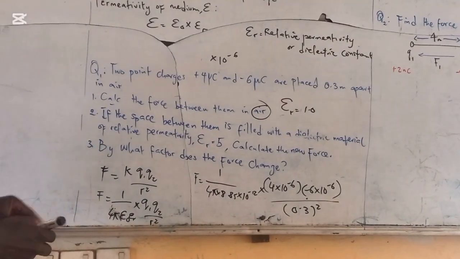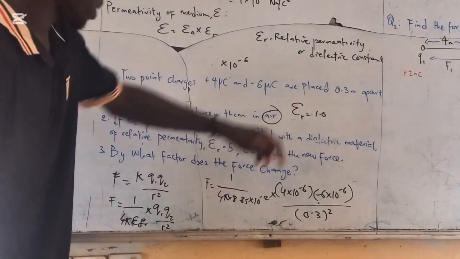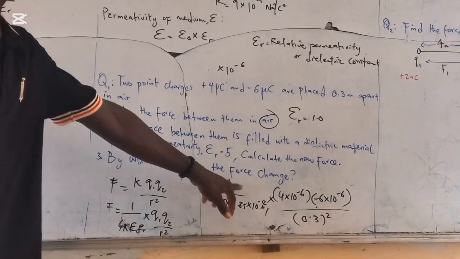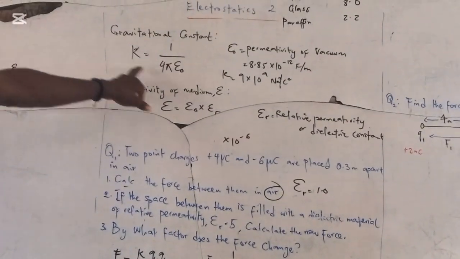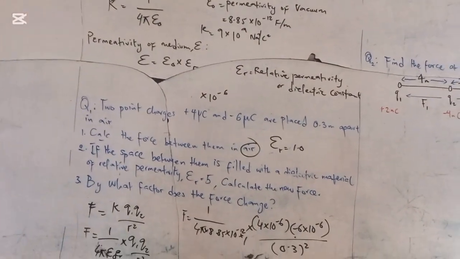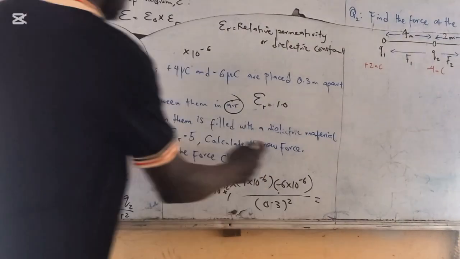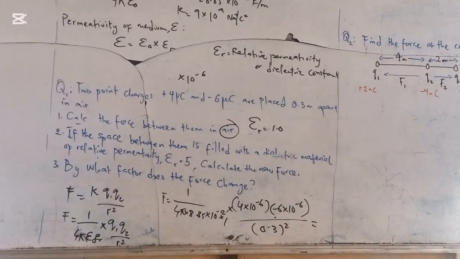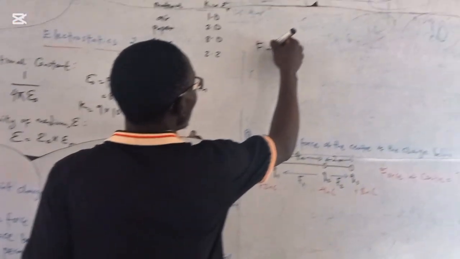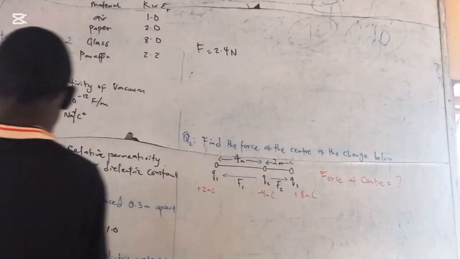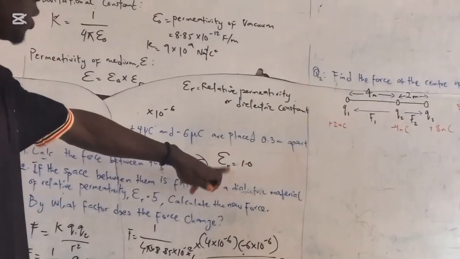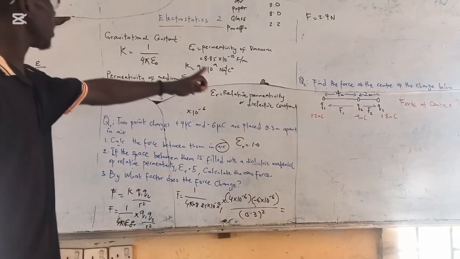Now your basic permittivity is multiplied by 1, so it will still give you the same value as your K, which is 9 times 10 raised to the power 9. Do you understand? So calculating the whole of this, we are going to have 2.4 newtons. So our first answer is 2.4 newtons. That's for the first question. We've calculated the force between them, and remember, we put the relative permittivity here.